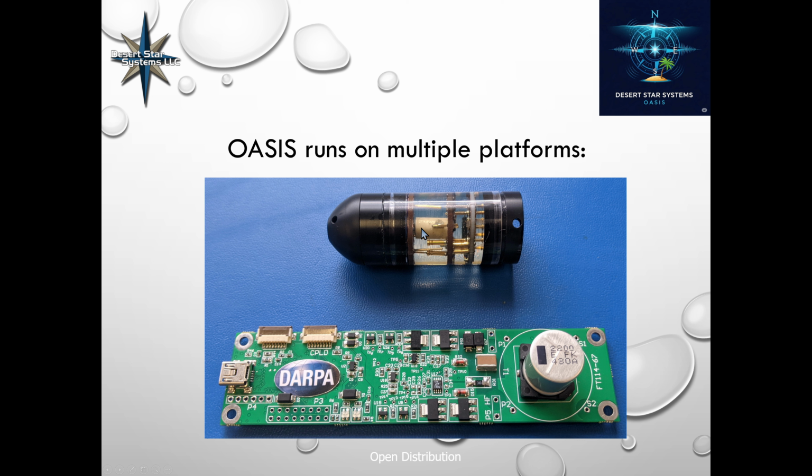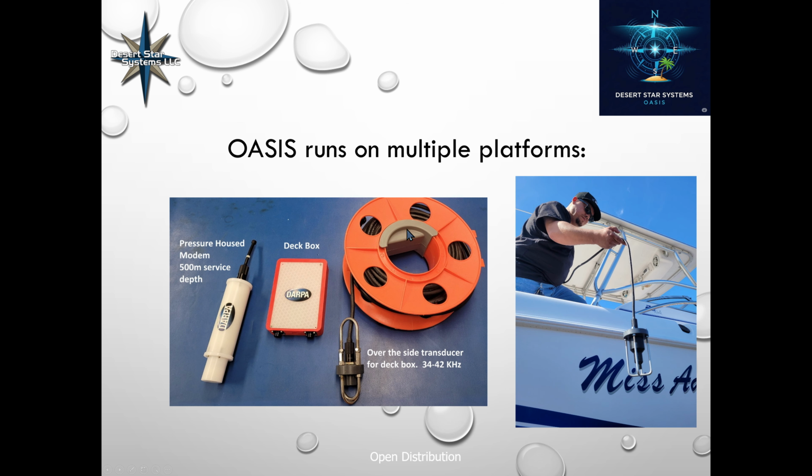Here is a ceramic resonator for broadband detection of signals. This one can transmit and receive. This one can only receive. These boards are then integrated into various boxes and devices. Here we have a deck box with an over-the-side sonar transducer, a multi-frequency band sonar transducer. It's going over the side. That's for the multi-manufacturer deck box or pressure housed modems.